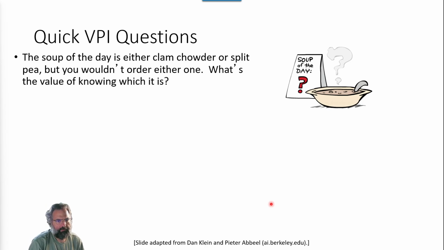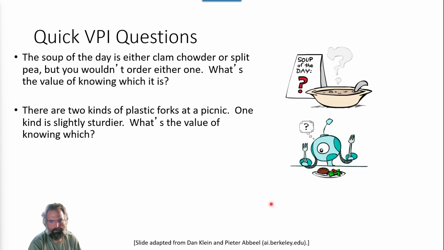So the soup of the day is either clam chowder or split pea, but you wouldn't order either one. What's the value of knowing which it is? Probably not that much because you don't really care.